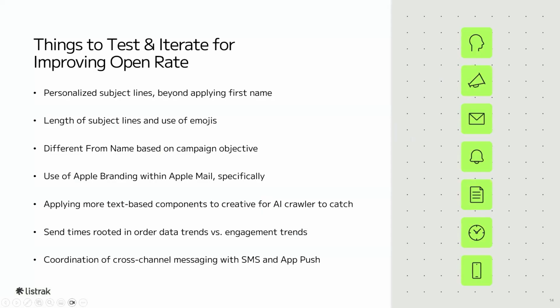Let's take a look. To improve open rate, you can start testing around these key areas. Personalizing subject lines beyond first name, like referencing activity and preferences. Testing different from names depending on your campaign goals. Using Apple branding and ensuring your preferred logo appears instead of one of Apple Mail's generic icons. Adding text to image-heavy emails so Apple's AI can summarize your content accurately, and consider send times related to order behavior, not just your engagement trends.